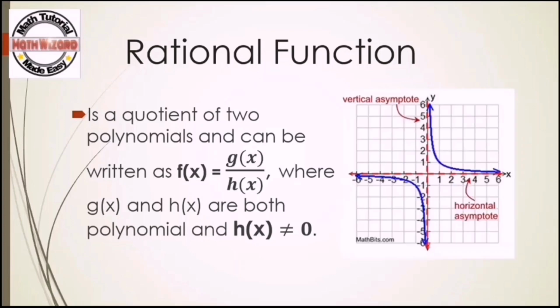Now, this is the graph of a rational function. As we can see, a rational function is divided by the asymptotes. Those are the vertical asymptotes and the horizontal asymptotes.